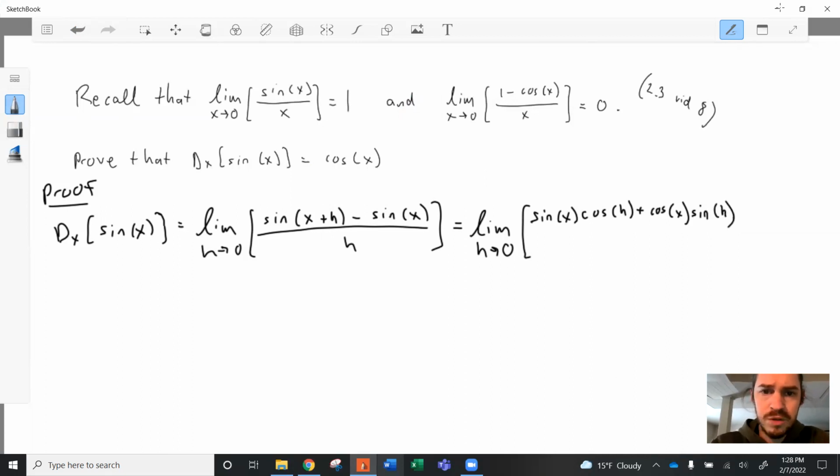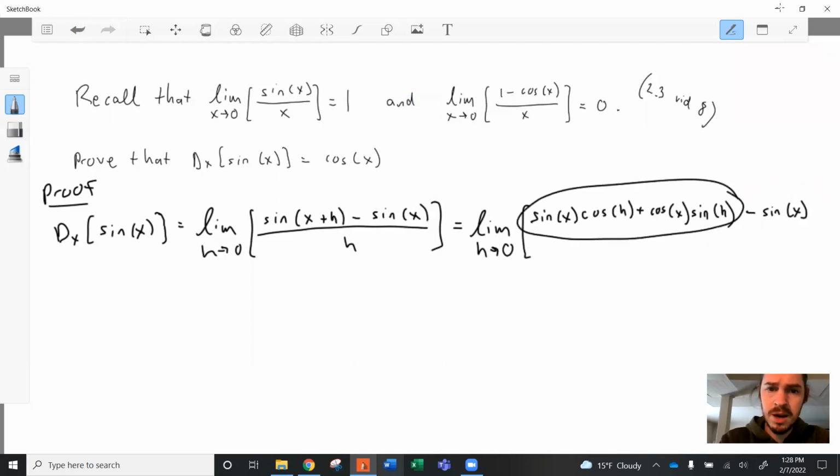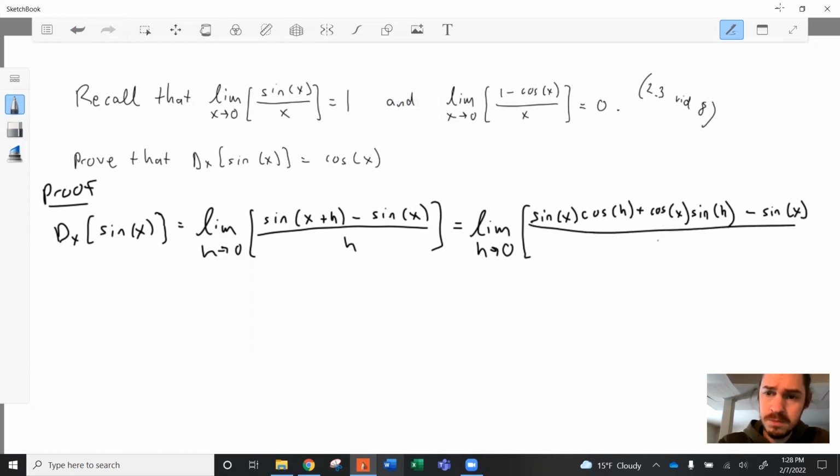All of that, we still need to have the minus sine of x on the end. So we still need to subtract sine of x on the end. But this entire part right here is equal to sine of x plus h via that trigonometric identity. We have all that divided by h. Okay, so that trig identity is going to get us started.